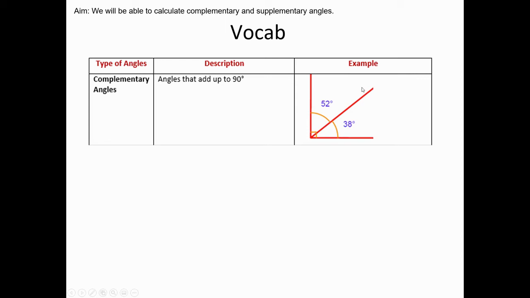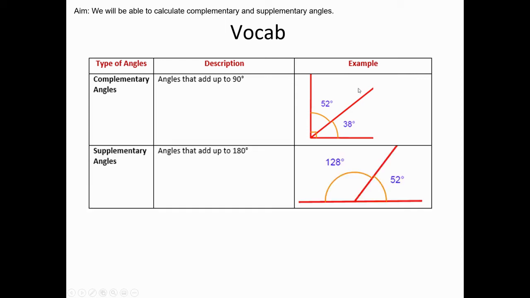In fact, a supplementary angle isn't much different. A supplementary angle is just like a complementary angle, except instead of adding to 90 degrees, it adds to 180 degrees. So if you hear these words being thrown out, complementary, supplementary, complementary just means they add up to 90, and supplementary means they add up to 180 degrees. So just keep that in mind.